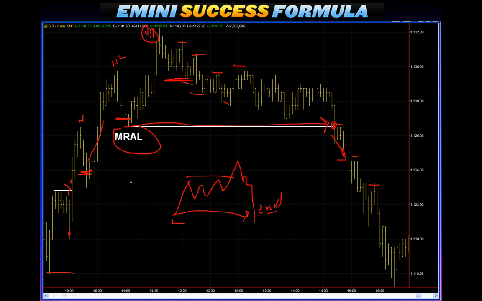I trade other markets, but for day trading purposes, the E-minis are really my main market. Great. Greg made a lot of money to the downside based on this method and others.